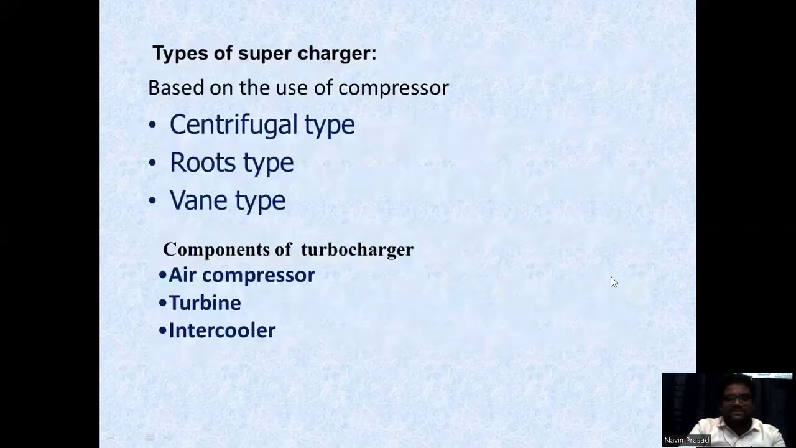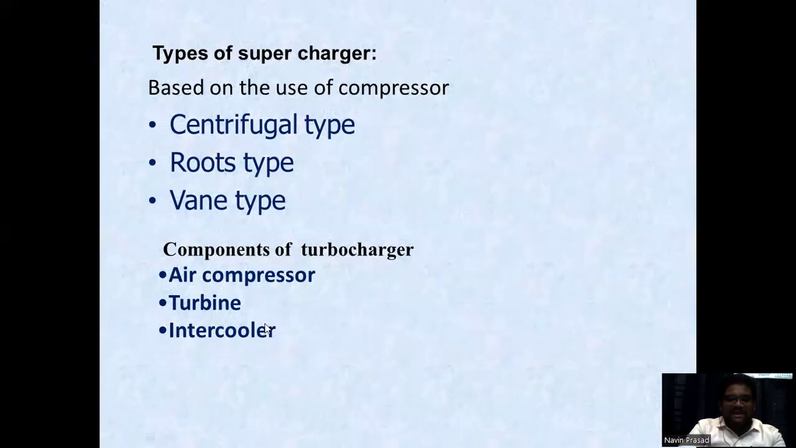So, types of supercharger based on the use of compressor. Based on the use of compressor, it is classified into three types: one is centrifugal type, next Roots type, and the vane type. The components of a turbocharger: air compressor, turbine, and then intercooler.